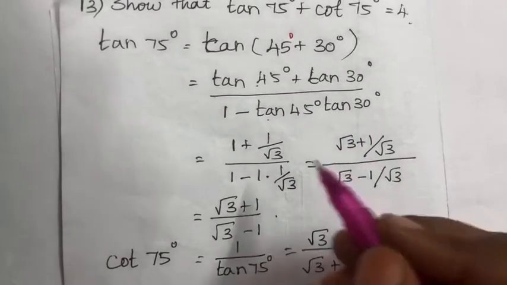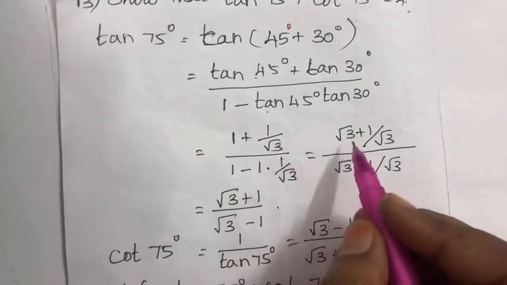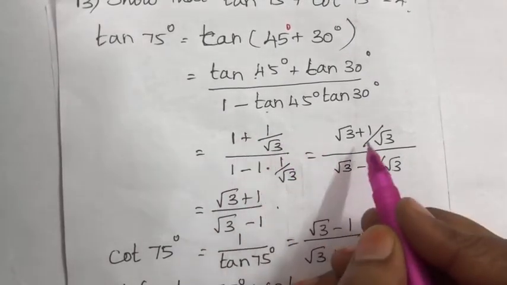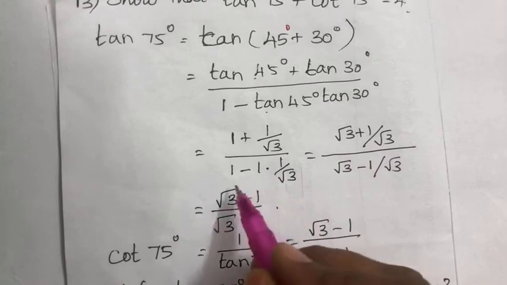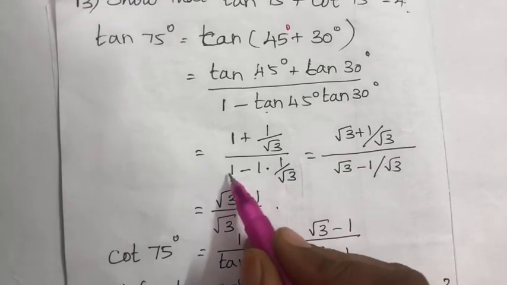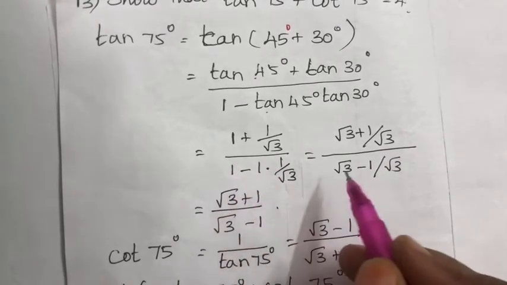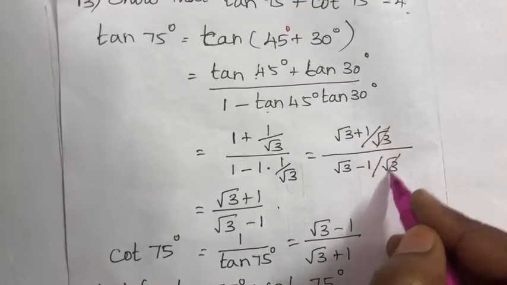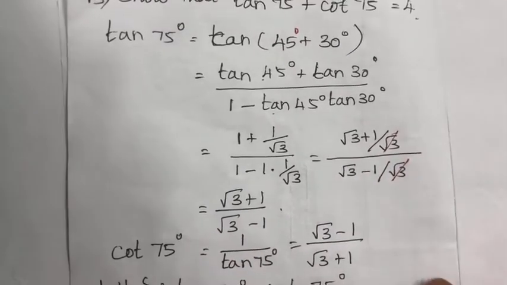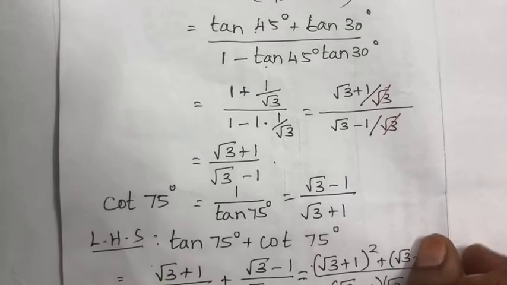Okay. Now we can take root 3 as LCM. So (root 3 plus 1) divided by root 3. Here, while taking root 3 as LCM, it will become root 3 minus 1. So, denominator root 3 will get cancelled. So, you get (root 3 plus 1) by (root 3 minus 1).